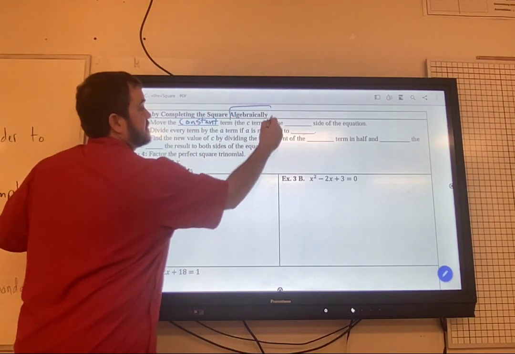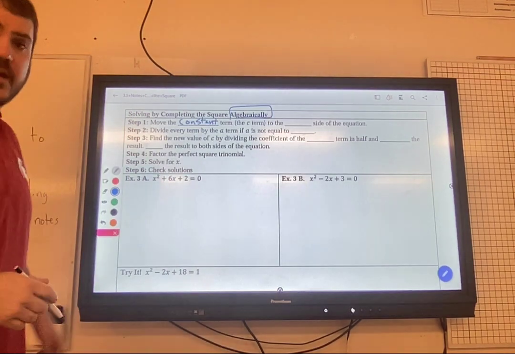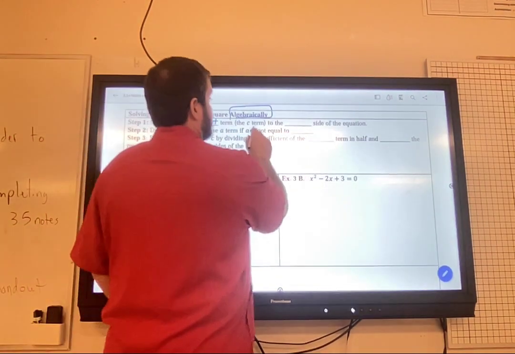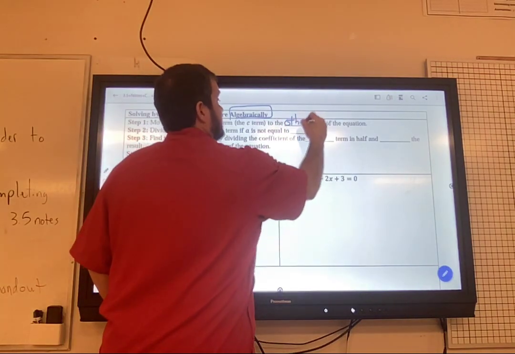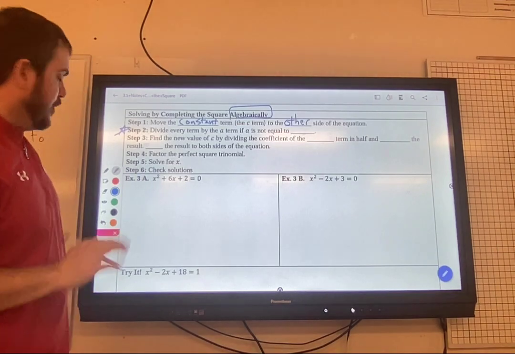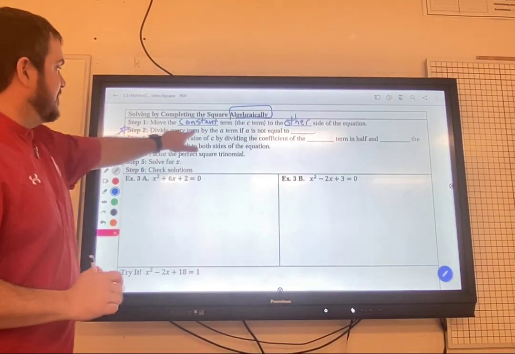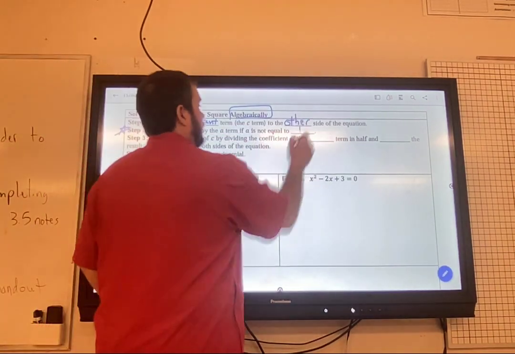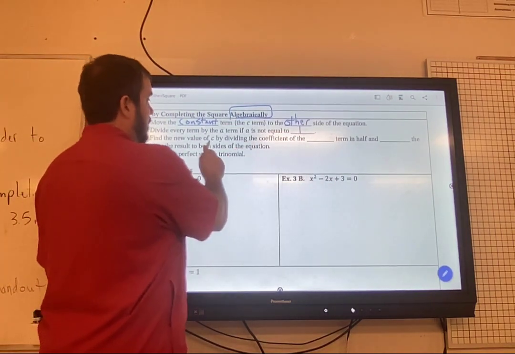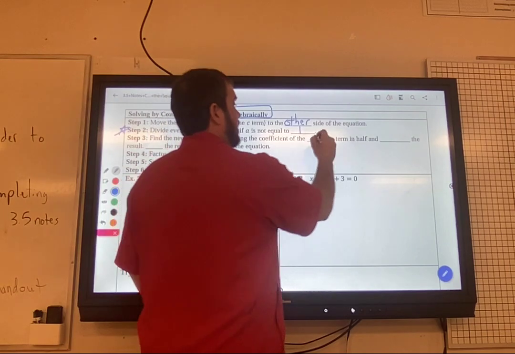Guys, on the back, we're going to solve it algebraically without the square diagram. But if you like the square diagram, do it every time. Move the constant term to the other side. You start it the same way. We will do this step on example 4. Divide every term by the a if a is not equal to 1. Guys, this is just repetitive. Find the new value of c by dividing the coefficient of the b term.